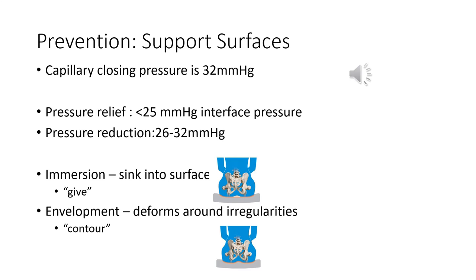Immersion is when you sink into a surface, or the give of the pressure relieving device that you're sitting on. And then the second one is envelopment, which deforms around the irregularities. So if you're sitting, the cushion will sink in and deform around the exact shape of the buttocks. It will contour to you.